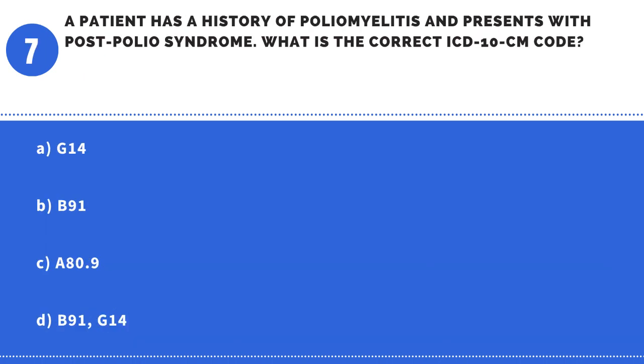Question 7. A patient has a history of poliomyelitis and presents with post-polio syndrome. What is the correct ICD-10-CM code? A. G14. B. B91.